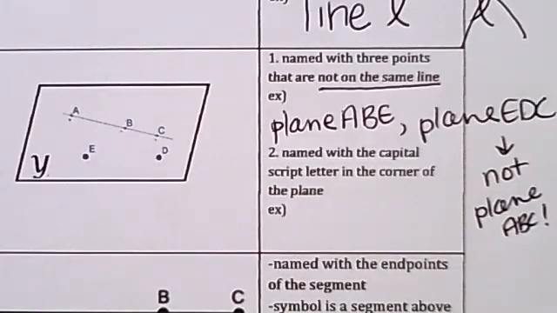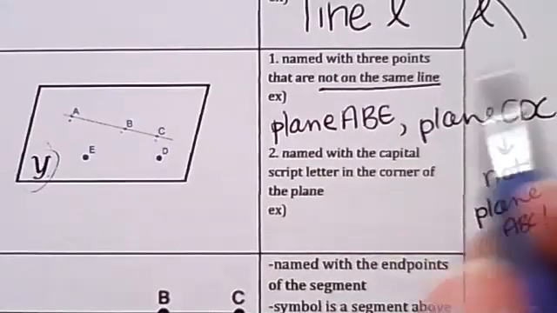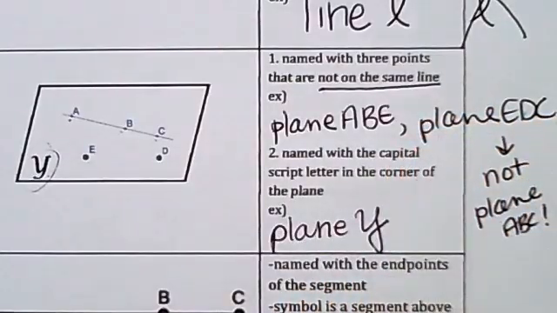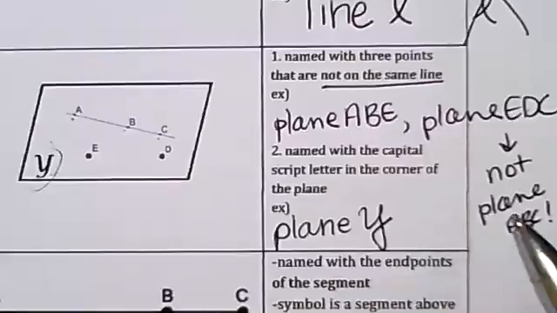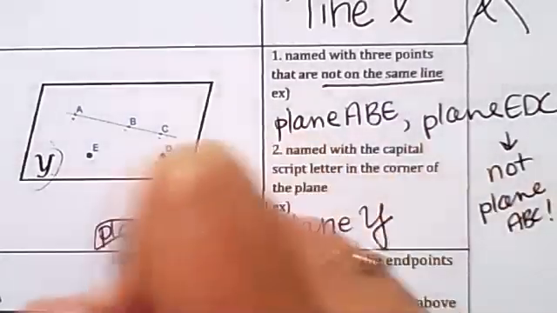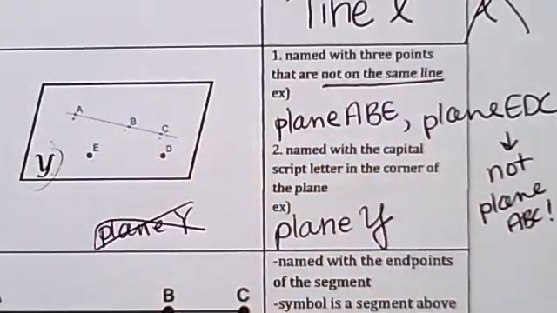Okay, so that's the first way you can name a plane, with 3 points that are not on the same line. The second way is using this cursive Y. So if a plane has a capital script or cursive, whatever you want to call it, capital cursive letter in the corner, you can use that to name it. So I could call this plane Y. And you have to make it look kind of fancy. So you don't want to write this just like a regular Y. We need to make it look a little fancier. So put some little swirls. All right, so that's how we name a plane.